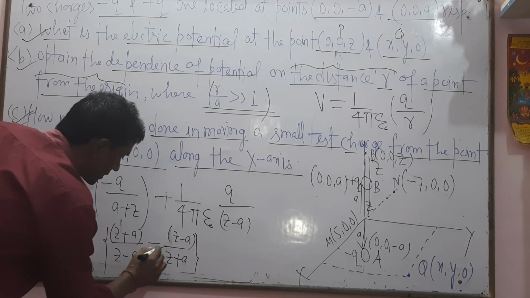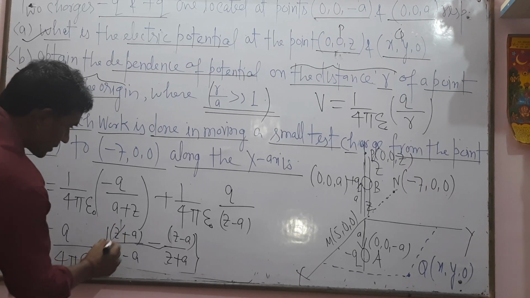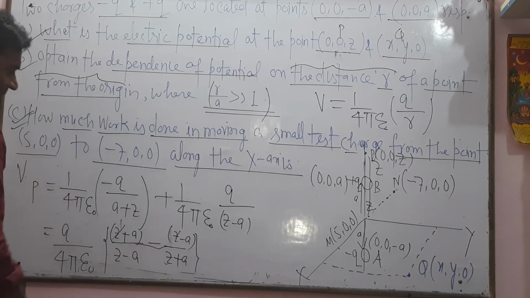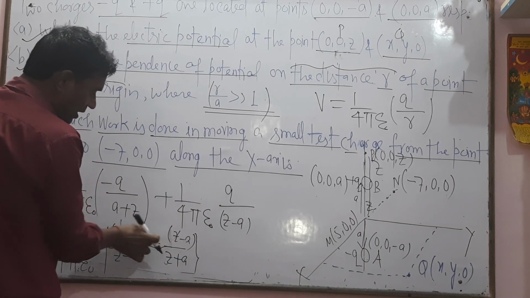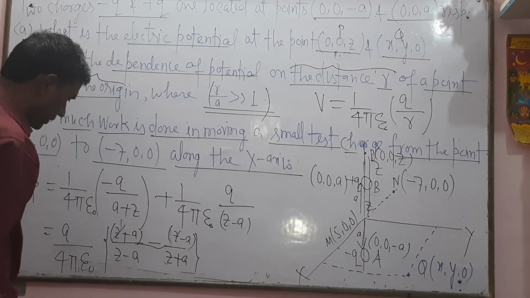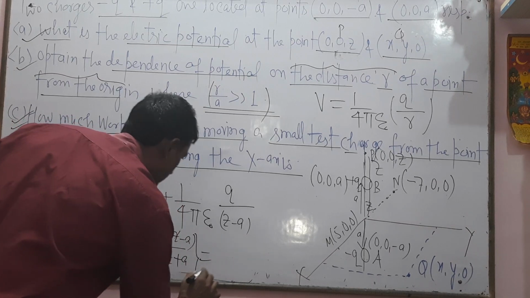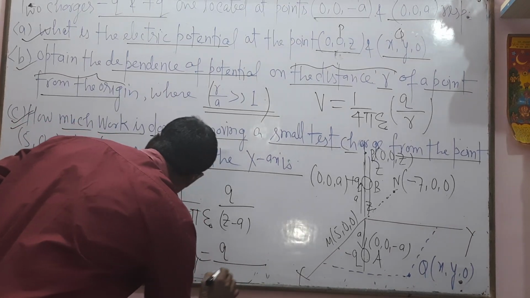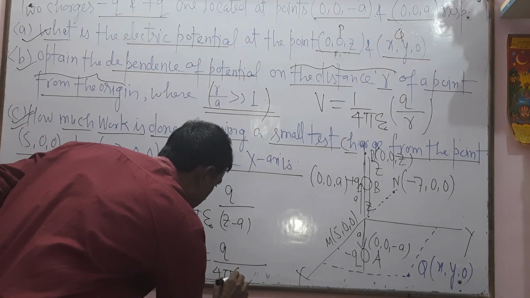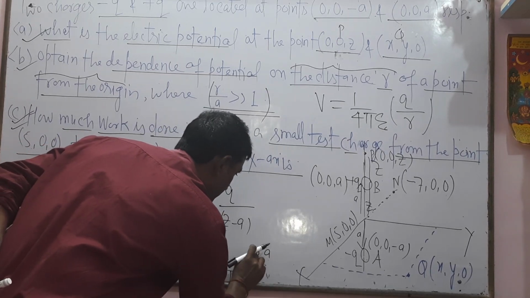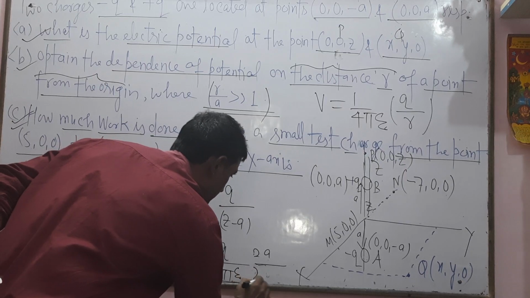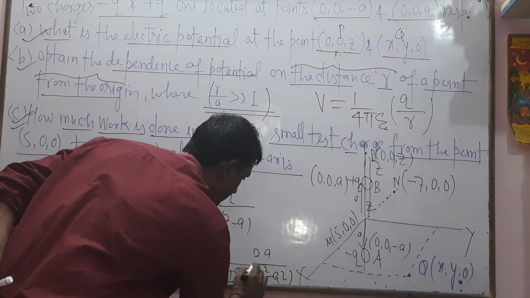Taking the common denominator, the z terms will cancel out. Here a minus of minus will be plus, so a plus a equals 2a. Which will be equal to Q divided by 4 pi epsilon naught times 2a divided by z square minus a square.